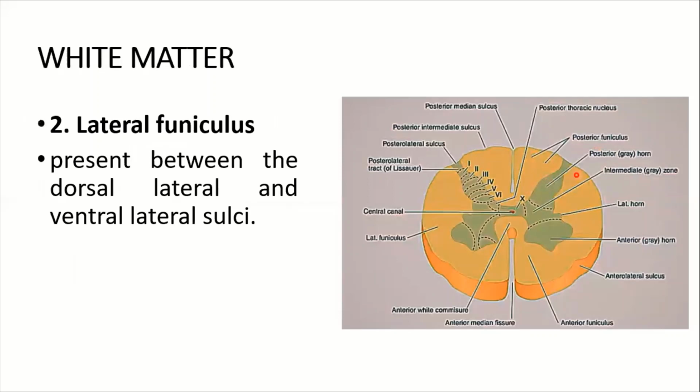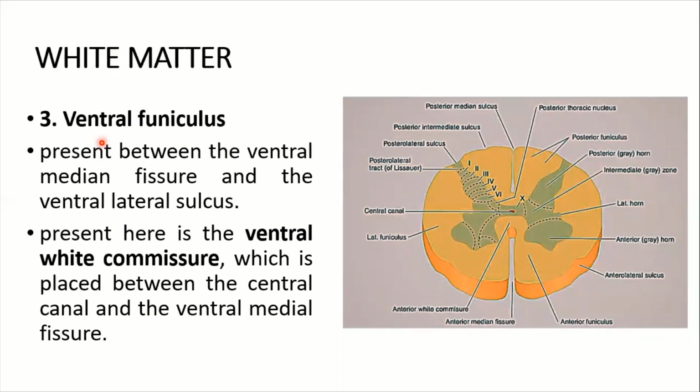As we move on, we'll come to the lateral funiculus. This is present between the dorsal lateral sulcus and the ventral lateral sulcus over here. This is the ventrolateral or the anterolateral sulcus. Here it is, the anterolateral sulcus, and this is the dorsal lateral sulcus. And this whole lot is our lateral funiculus.